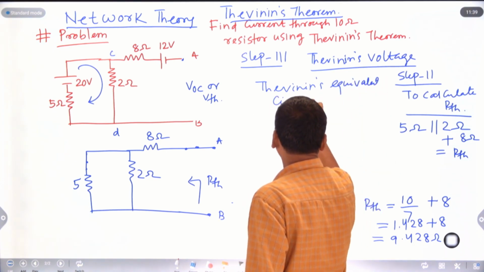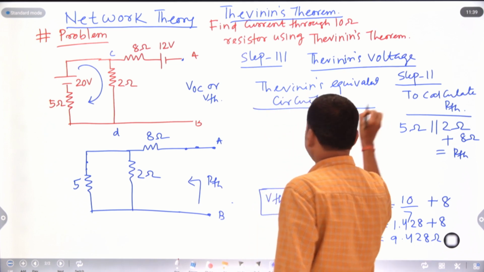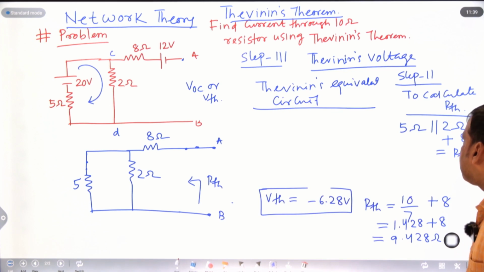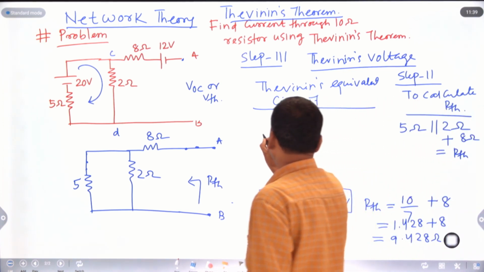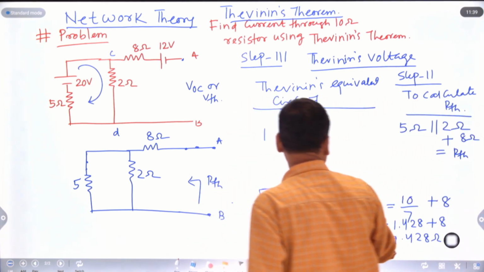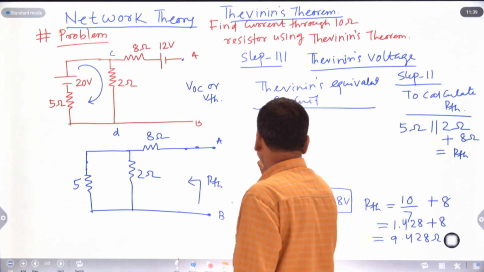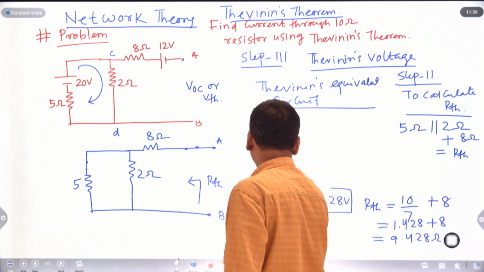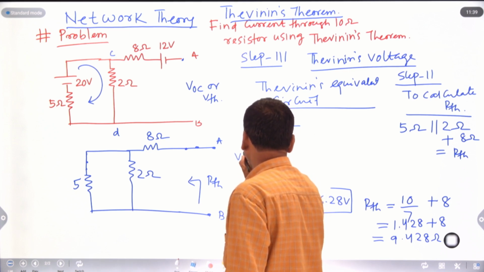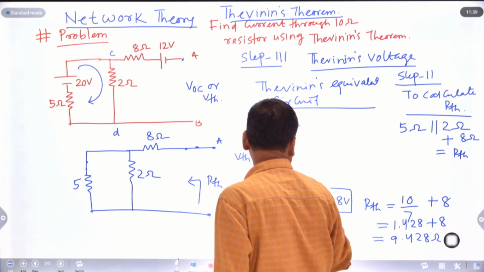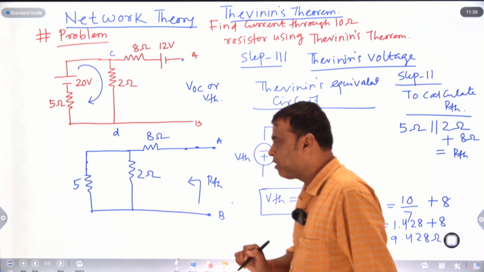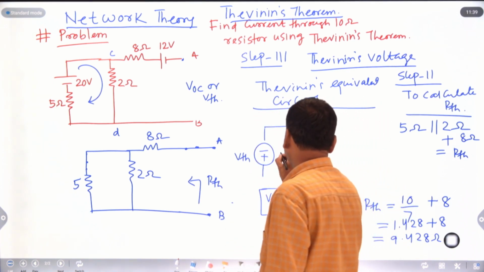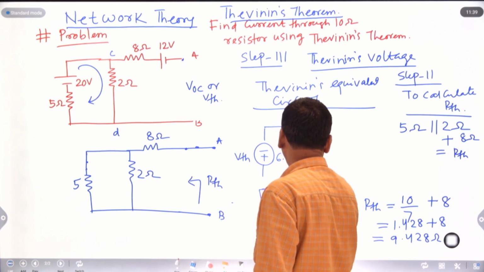In step 3, after getting Thevenin's voltage and Thevenin's resistance, finally we will draw the Thevenin's equivalent circuit, that is your VTH and RTH. Here VTH comes negative, that's why this is your plus terminal and this is your minus terminal. Plus to minus is minus, and this is your VTH. The value is 6.28. We don't write minus because I have alternated the source terminals plus and minus. That's why I can write 6.28 volt.